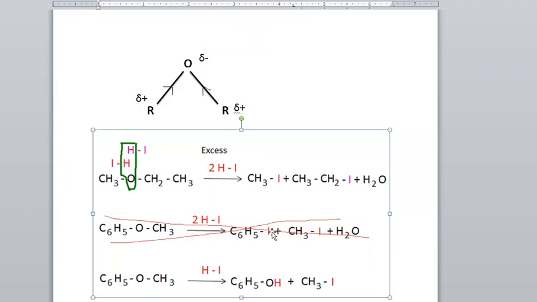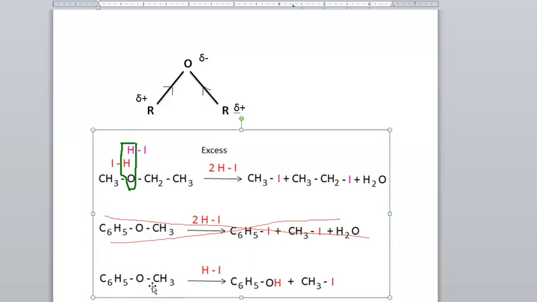Why? What is the reason? Here the phenyl carbon-oxygen bond, the bond of the phenyl or benzene ring, is very short and strong. Since the bond is very strong, it is not possible to cleave it easily. This bond is possible to cleave easily, but this side bond cannot cleave easily. So only this side bond cleavage is possible.